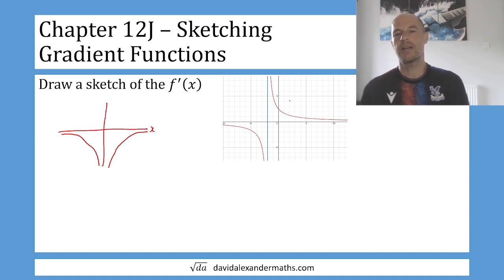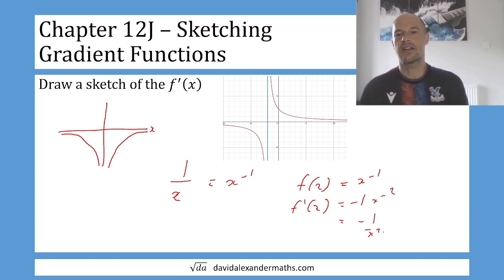Now, if we just think about what this looks like, well, this is a reciprocal. So it could be a 1 over x. It doesn't look like it's 1 over x, but if it was 1 over x, the gradient function would be pretty similar. So that is x to the negative 1. So if f of x is x to the minus 1, then f dash x is minus 1 x to the negative 2. In other words, minus 1 over x squared.